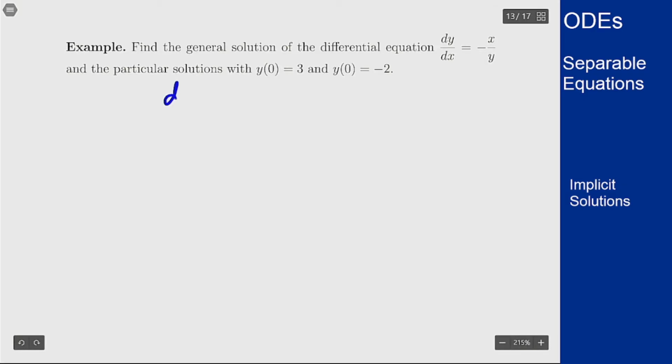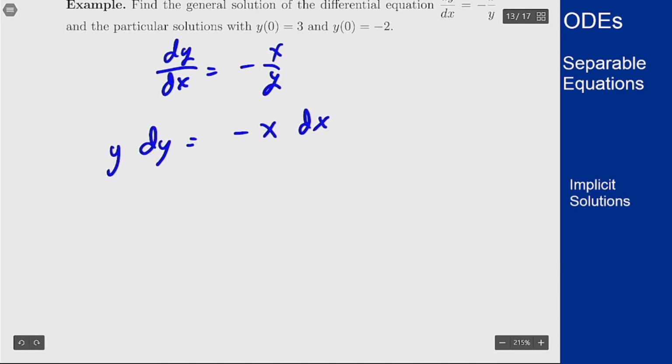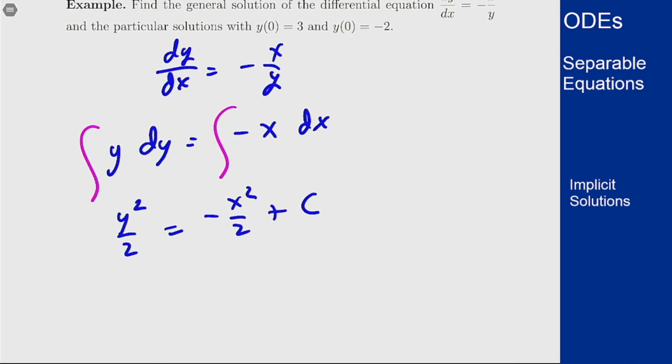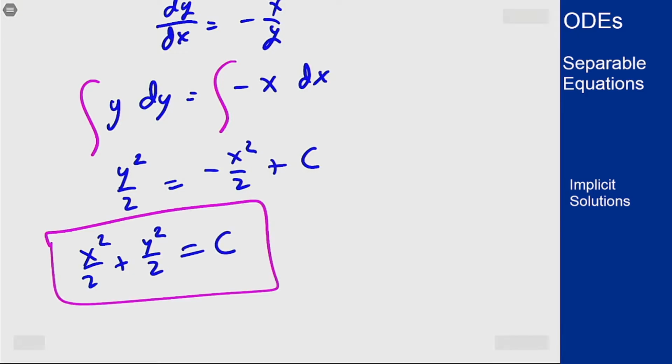If I have dy/dx equals negative x over y, I can multiply the y to the other side, then move the dx around to get that y dy equals negative x dx. I can integrate both sides to get that y squared over 2 equals negative x squared over 2 plus c, or I can add the x squared term to the other side to get that x squared over 2 plus y squared over 2 equals c. Now that's the best I can do for a general solution.